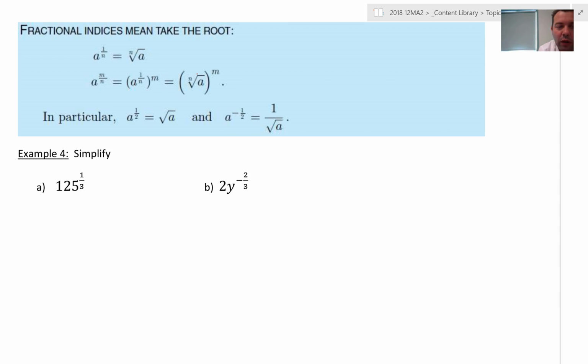Now, 125 to the one third equals the cube root of 125, which equals 5. Not plus or minus 5, just 5.